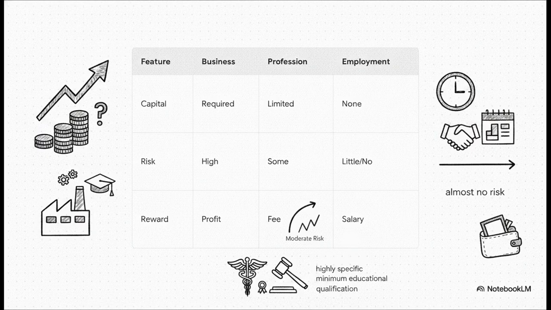Now, pivot to a profession, like becoming a lawyer or an architect. You need highly specific qualifications, maybe a little capital to set up your practice, and you earn a professional fee with moderate risk. But then consider business. Starting a business requires capital investment, actually requires no strict minimum educational qualification, and it embraces high risk. The reward? Profit. But that profit is inherently uncertain and irregular. It's the ultimate risk-to-reward calculation.